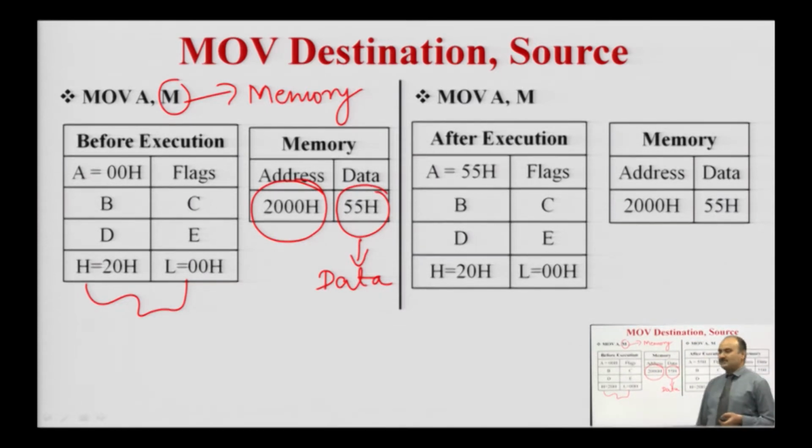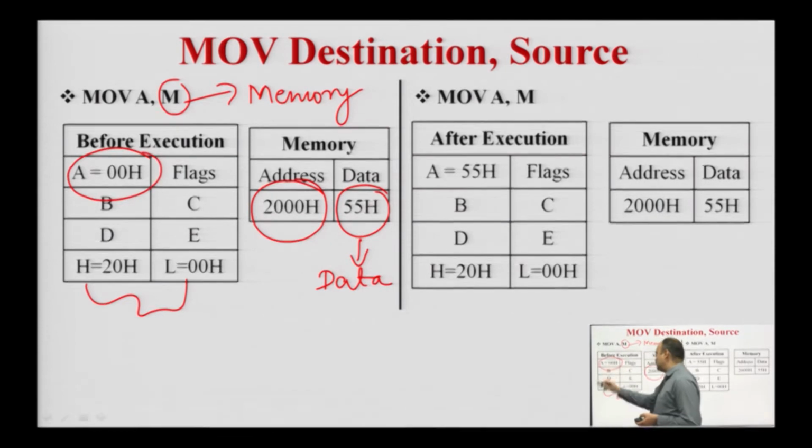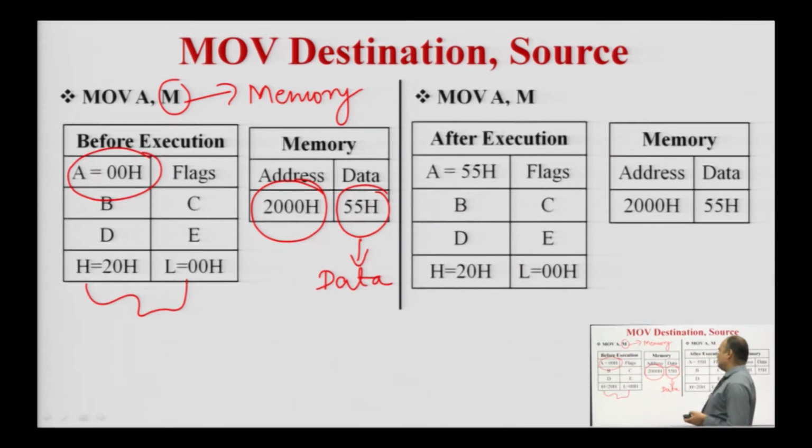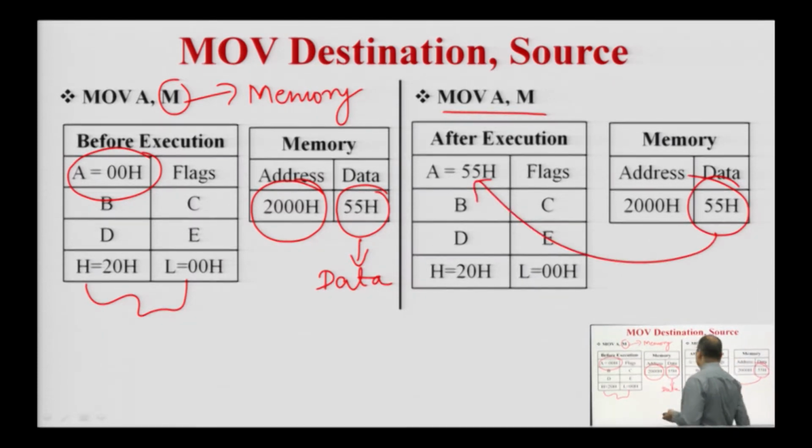Whenever the microprocessor executes this instruction, MOV A, M, it will copy the data from the memory location having address 2000H into the accumulator. Before the execution, the content of accumulator is 00H and the content of memory location 2000H is 55H. After the execution, it will transfer or copy the data from this memory location into the accumulator, so the content of the accumulator becomes 55H.